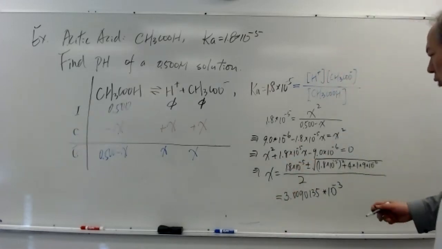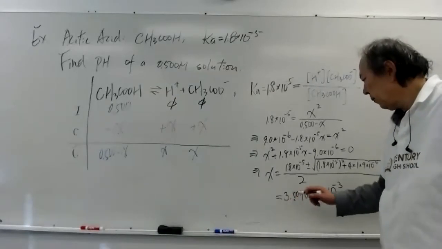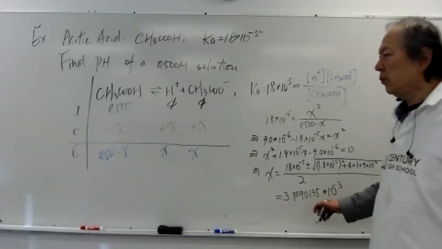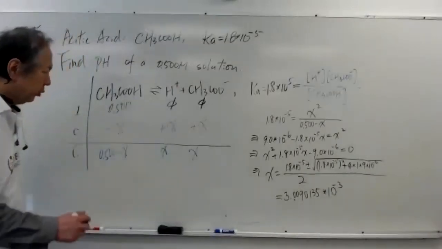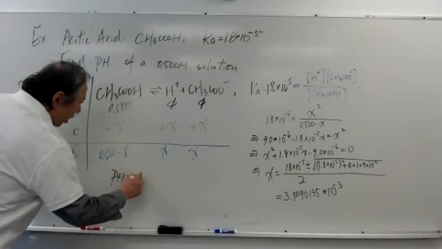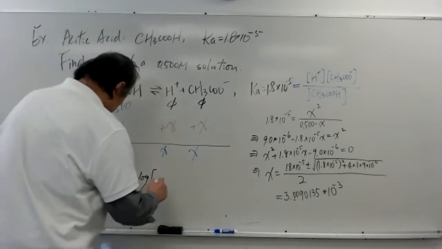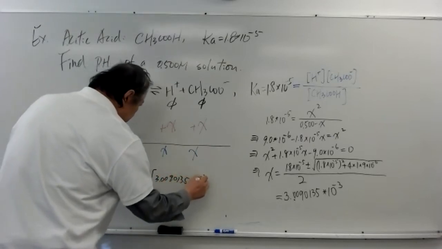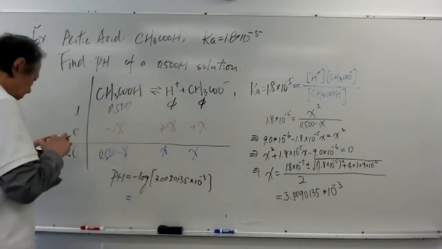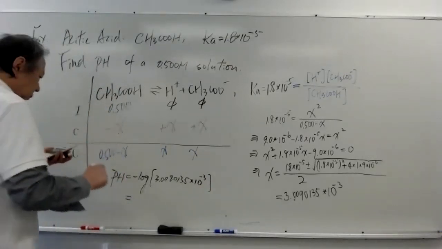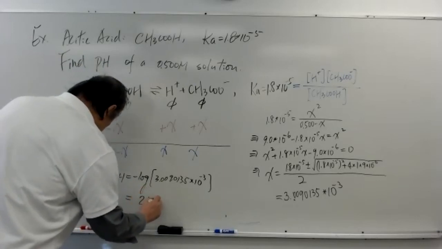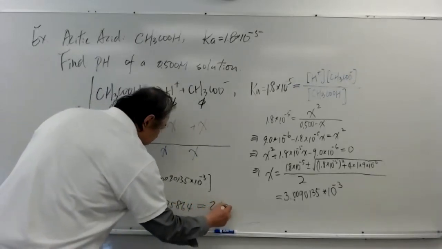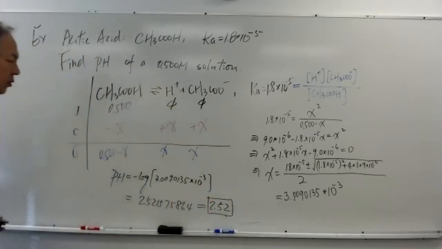After we did the calculation, we keep two sig figs up to here. That's your H plus concentration. We try to find the pH. pH equals negative log of the H plus concentration, equal to... we can only keep two sig figs. That's your answer for the pH.